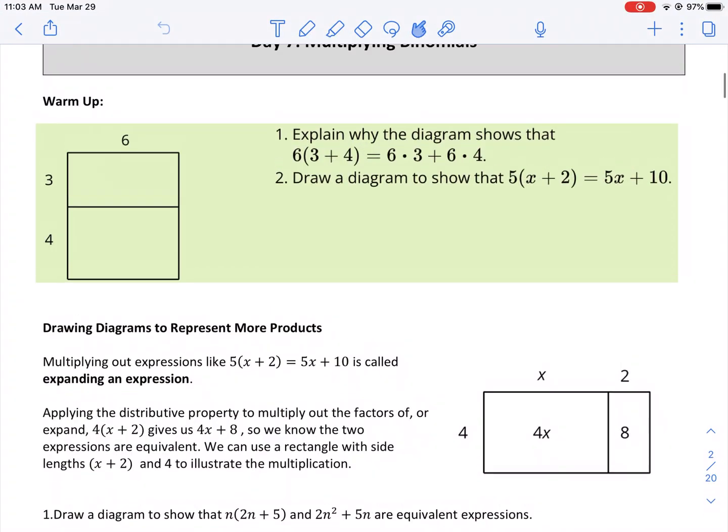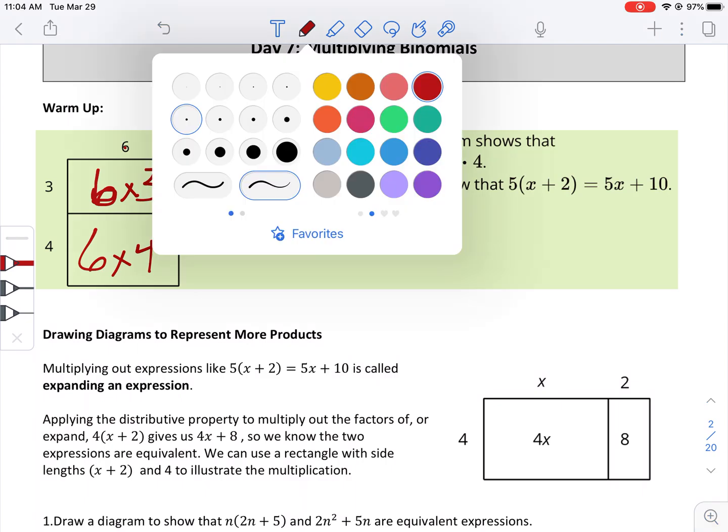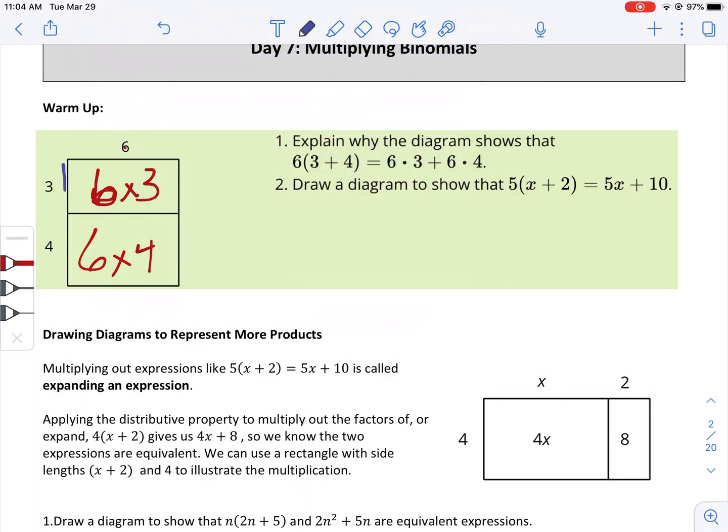So today we're going to start day 7, multiplying binomials. The first thing I want you to do is take a look at this warm-up, and can you explain why the diagram shows 6 times 3 plus 4 equals 6 times 3 and 6 times 4. So if you can see, 6 times 3, that would be this box. This box would be 6 times 4. And if you were to look at the entire dimensions here, it would be the 6 times 3 plus 4.